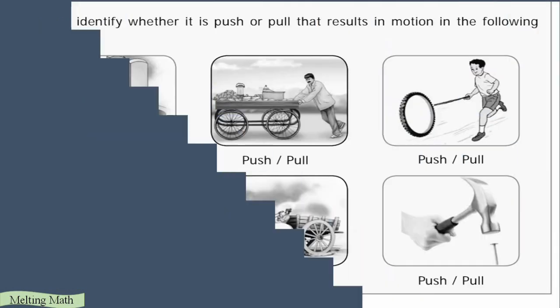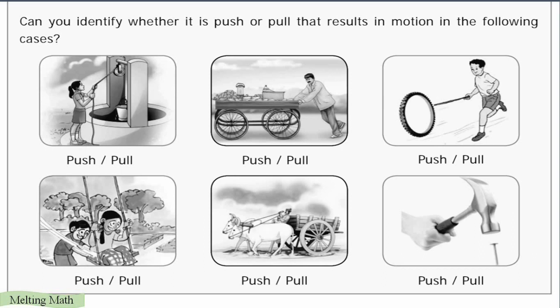Next, observe these images. See, first one. Here, one girl is pulling the bucket to fetch the water. So here, pull is the answer. Next one, the shopkeeper pushes the vehicle to move forward. Here, push is the answer. Next one, the boy pushes the wheel to move forward. Here also push is the answer. Next one, the boy pushes the swing to move forward. Here also push is the answer.